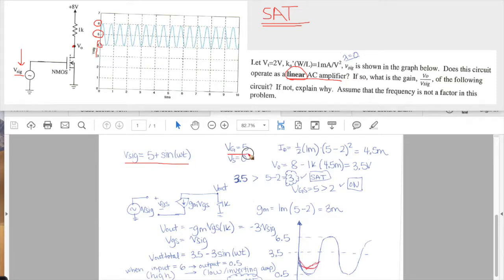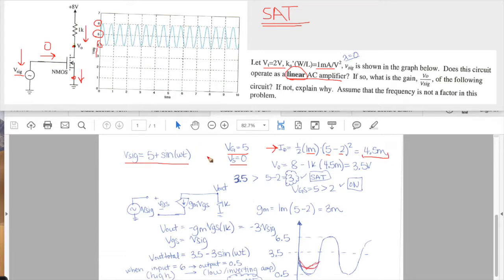This puts Vg at a value of 5, and Vs is 0 since it's tied to ground. So we set up the equation. We assume no current going in, and the current flowing through here also flows in the source. Our ID equation is 1/2 Kn prime W over L, which was given as 1 milliamp, times VGS, which is 5, minus 2, which was given as Vt. You square that, and that gives us 4.5 milliamps.